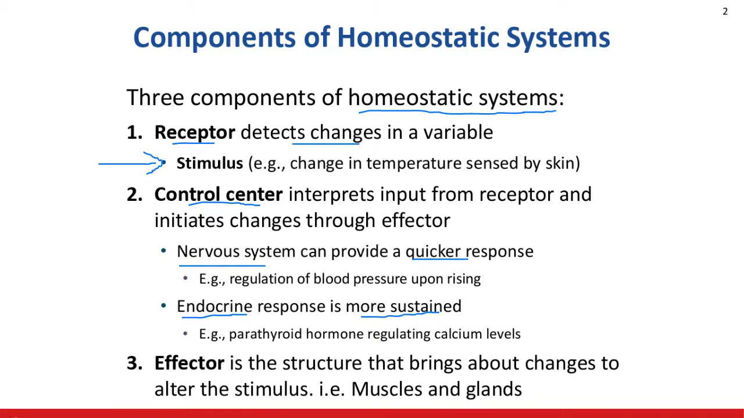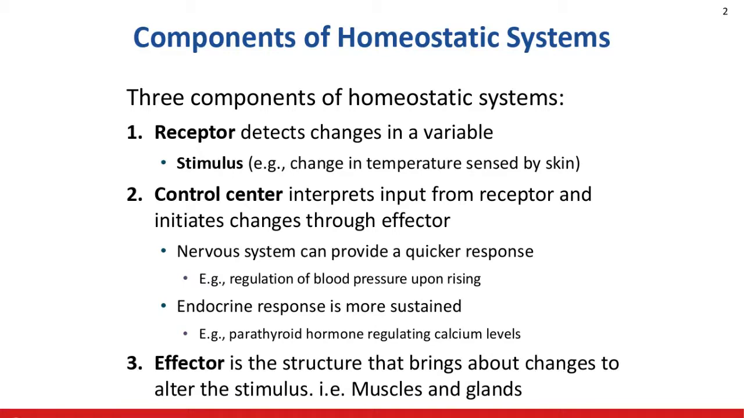So in our example with our blood pressure going up, the nervous system is going to be the control center. It's going to get information from the receptor, and then it's going to interpret that information and decide how it wants to respond. Well, if our blood pressure is increased, the control center is like, I want to decrease that blood pressure. And to do that, it will then affect the changes through what we call the effector. The effector is the structure that is going to bring about the changes to change that stimulus. In this course, our effectors are going to be muscles and glands. You'll hear me refer to them as effector organs, but those are muscles and glands.